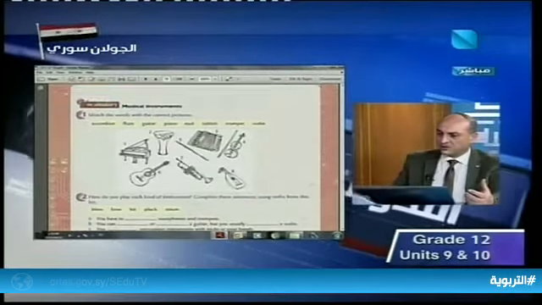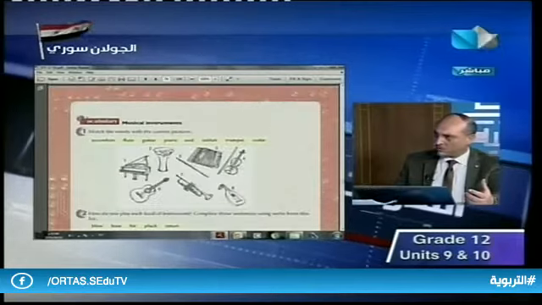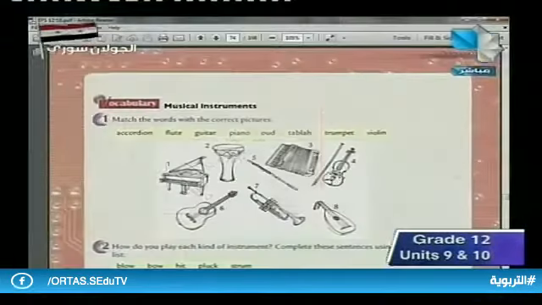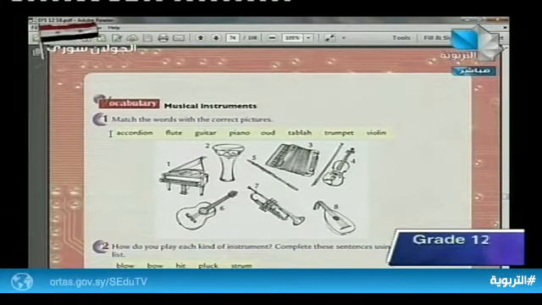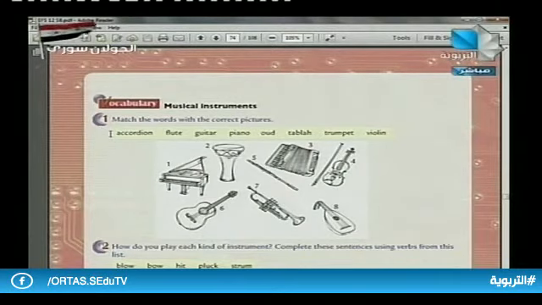In exercise number 1, at page 72 in the student's book, we have some musical instruments, and we have some idioms related to music, at page 72.